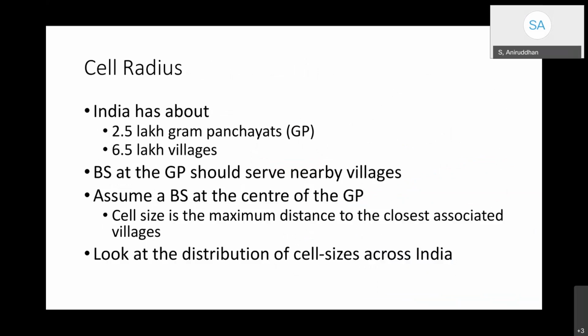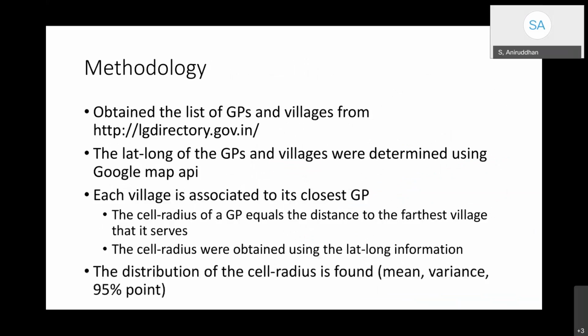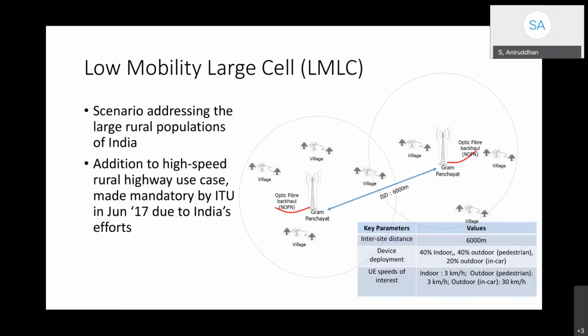Now, we assumed a base station at the center of the gram panchayat, which then addresses the closest villages to that gram panchayat. To do this, we obtained the list of all gram panchayats and villages from the government database. From the Google Map API, we determined the latitude and longitude of each one of these, and we associated each village to its closest gram panchayat. That will help us design the radius of the cell.